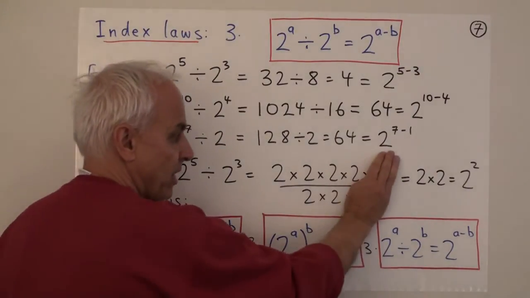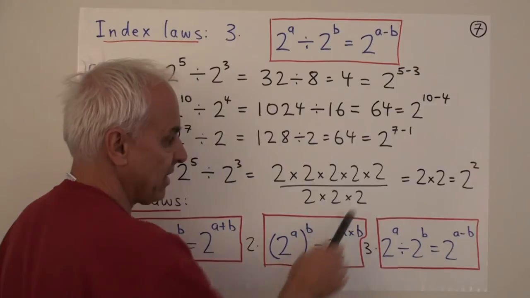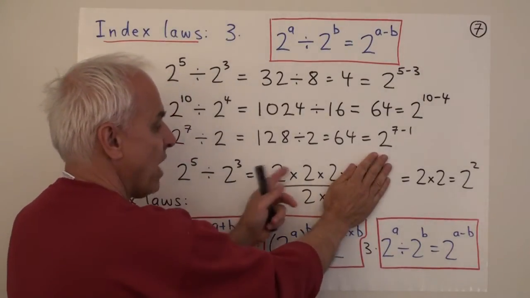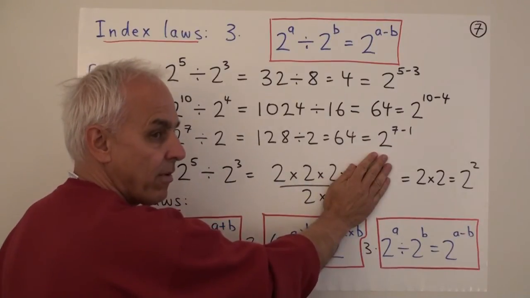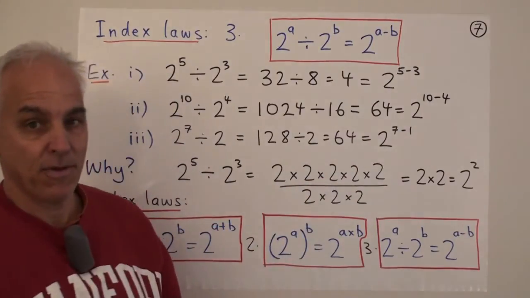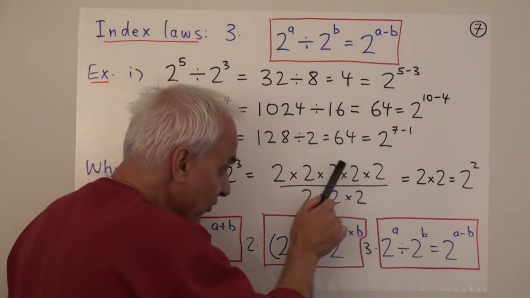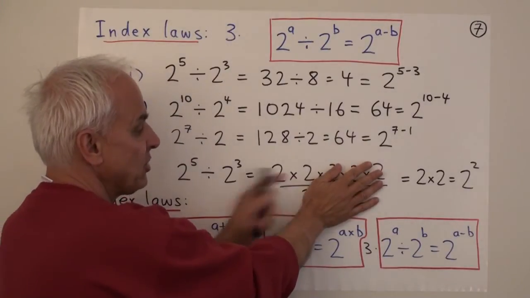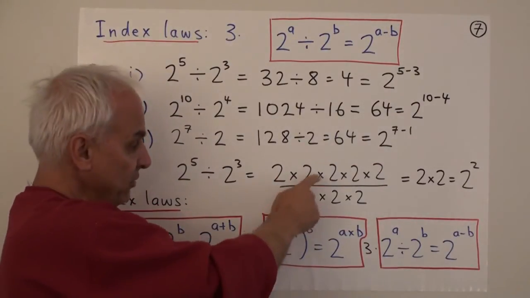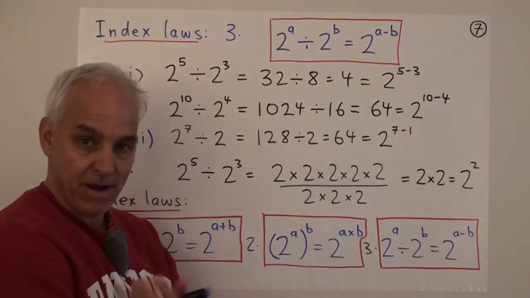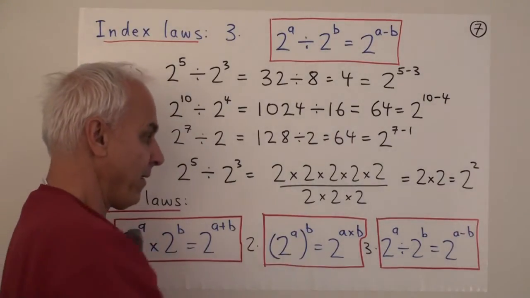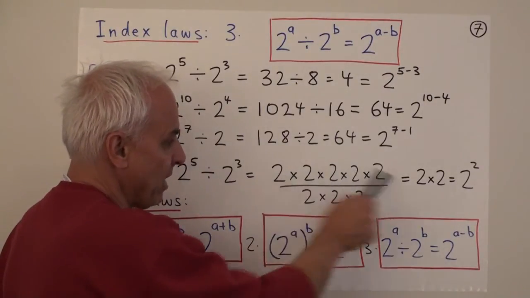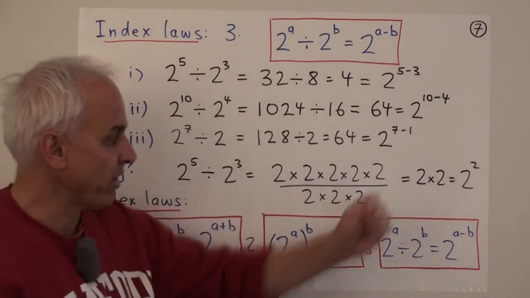And once we've canceled one pair of 2's, we could cancel a second pair of 2's. So the answer is the same as 2 times 2 times 2 divided by 2. In fact, we could cancel 3 2's. We could cancel this 2, this 2, and this 2 with this 2, and this 2, and this 2. And that would give us 2 times 2 over 1. After you've divided the 2 here by 2, you're going to get 1. So the answer by cancellation is the same as 2 times 2, or 2 squared.